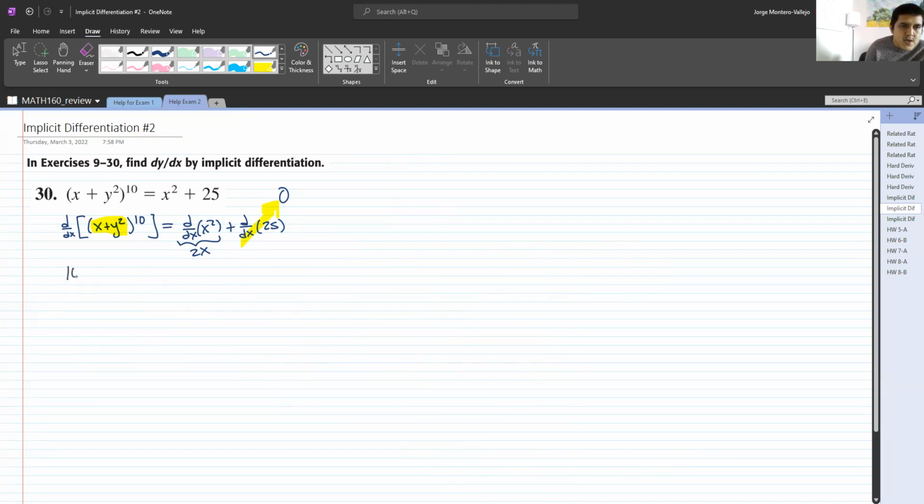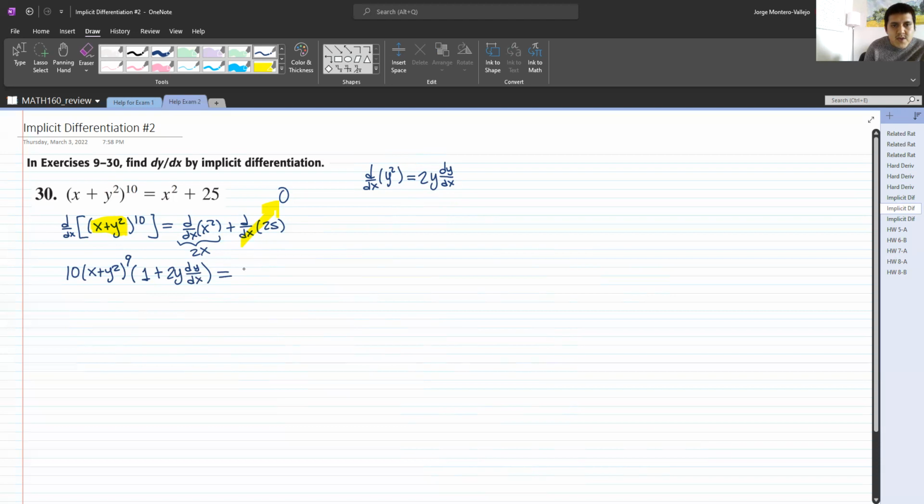So if we do that, we get 10 times (x plus y squared) raised to now the 9th power. And then we need to multiply by the derivative of this, right? The derivative of x plus y squared will be the derivative of x, which is 1, plus the derivative of y squared. Well, we know that when we see something like this, because y is a function of x, we have to do, again, the general power rule, right? 2y dy/dx. So then 2y dy/dx. Okay, and that was it for the left side.